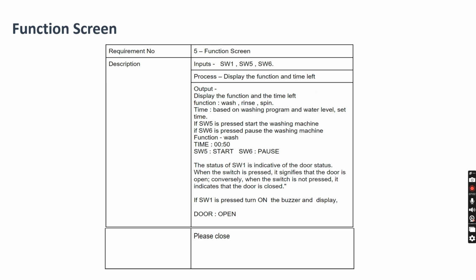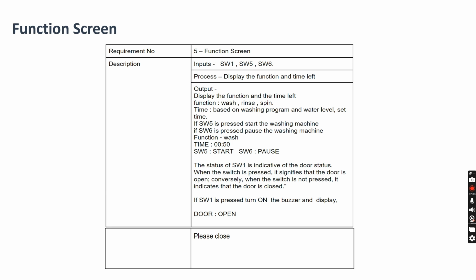Function screen. In the function screen, the user can choose between wash, rinse, spin and dry functions. Internally, the microcontroller runs specific time delayed sequences to represent each stage, controlling outputs like the buzzer or fan for drying. Once we press switch 5 in the previous step to start the program, we will get the function and timer. The timer will start, and according to the timer, the function will change.